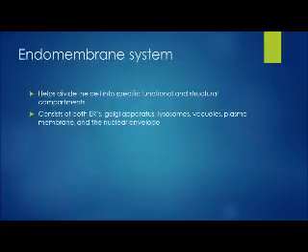Next we have the endomembrane system. This system helps divide the cell into specific functional and structural compartments. It consists of the Golgi apparatus, lysosomes, vacuoles, plasma membrane, and the nuclear envelope.